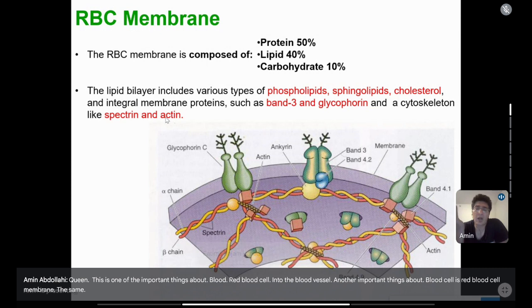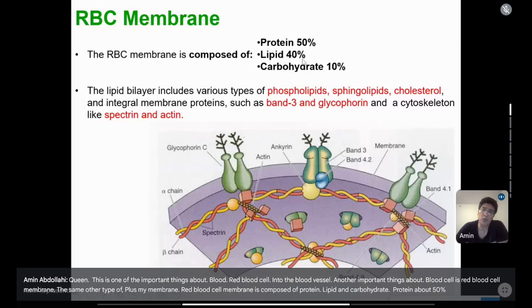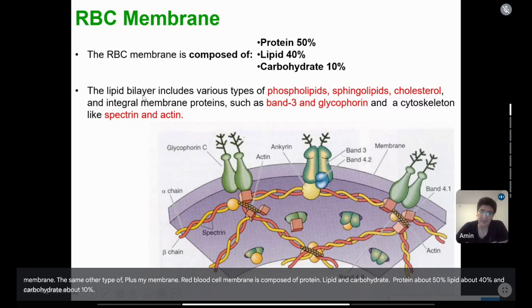The same as other types of plasma membrane, the red blood cell membrane is composed of protein, lipid, and carbohydrate. Protein about 50%, lipid about 40%, and carbohydrate about 10%. The lipid bilayer includes various types of phospholipids, sphingolipid, cholesterol, and integral membrane proteins such as band 3 and glycophorin, and cytoskeleton like spectrin and actin.